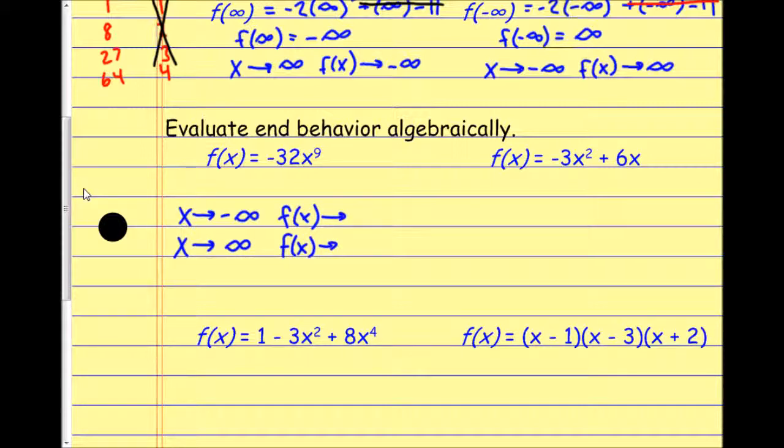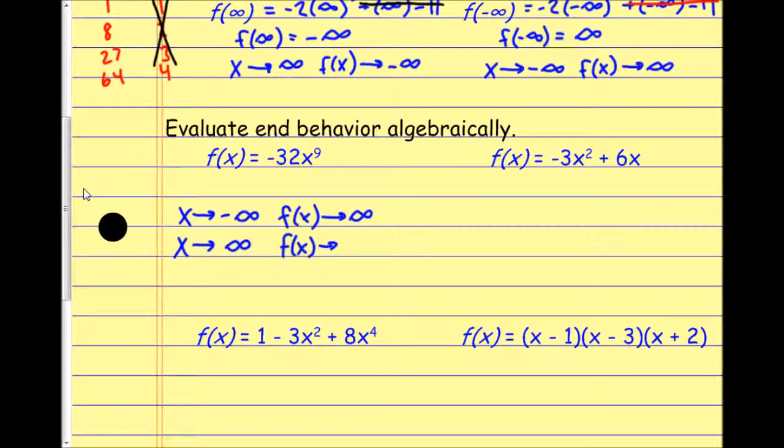So now when I plug this in, again, I plug the negative infinity in. If I do a negative infinity to the 9th power, that would give me a negative infinity, times this negative 32 ends up giving me a positive infinity. So as x goes to negative infinity, f of x goes to positive infinity.